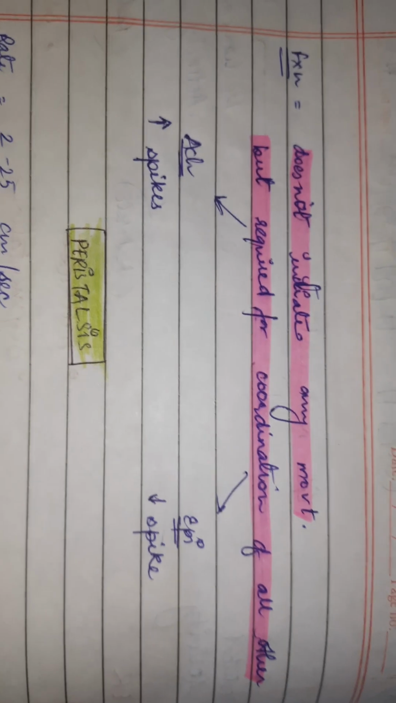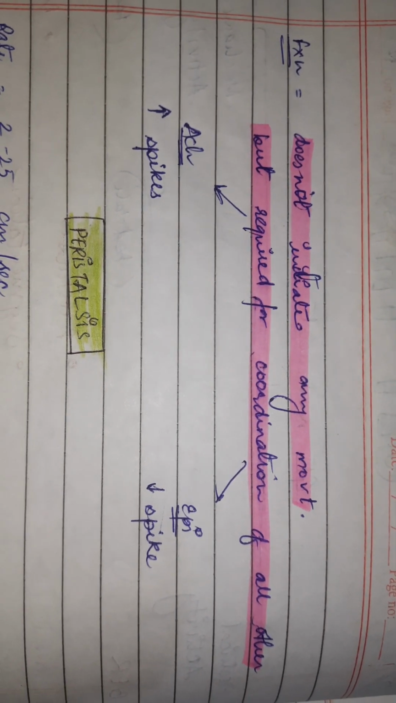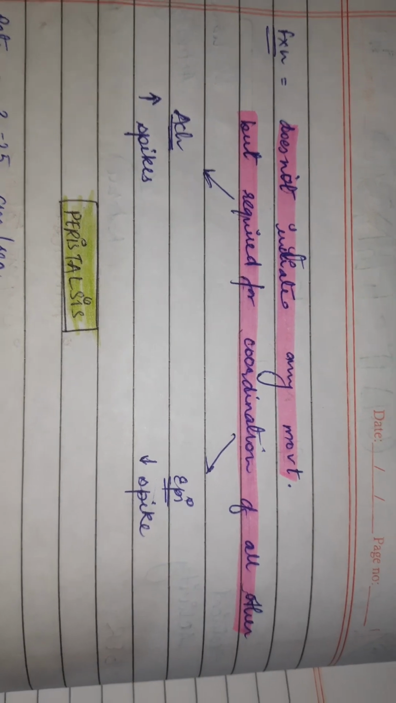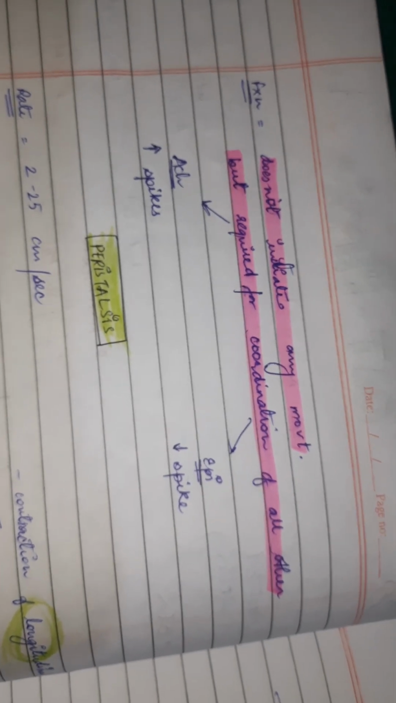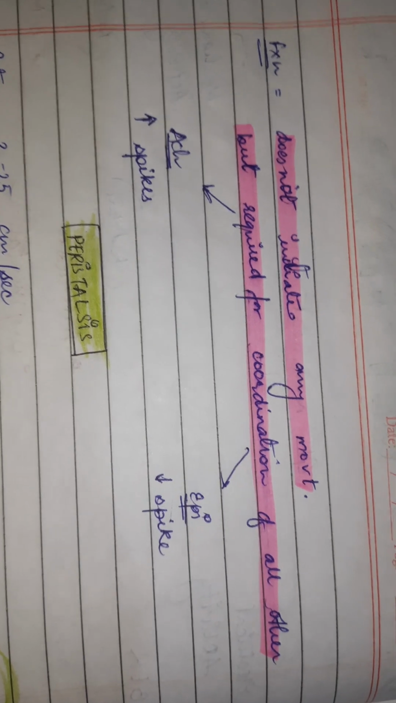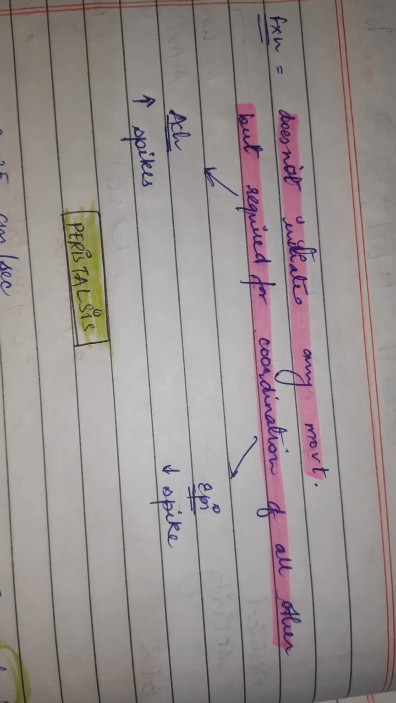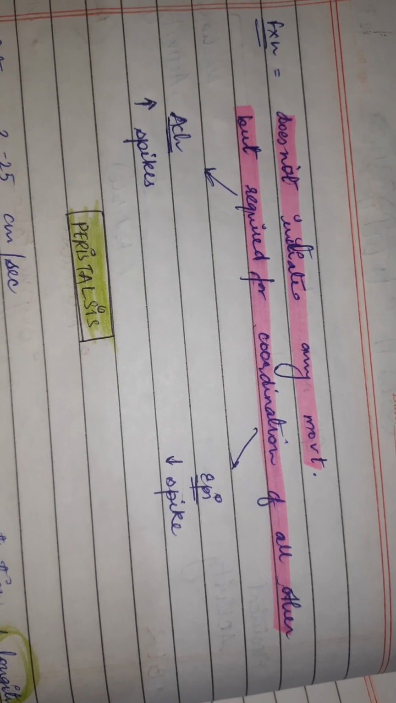Then the function of BER: it does not initiate any movement, but it is required for coordination of all other movements. It is modulated by agents like acetylcholine and epinephrine. Acetylcholine increases spikes, and epinephrine decreases spikes.